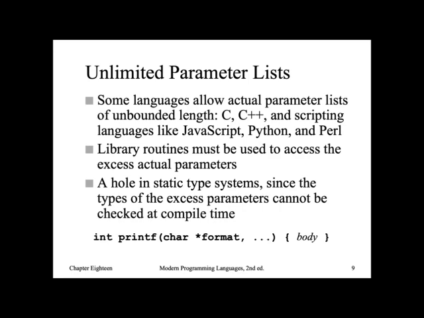And so C and C++ and JavaScript and Python allow you parameter lists of unbounded length. Okay. And anyway, it is also true that at compile time, I can't check these types. Fine. So that's a hole, right? In the static type systems, that is a hole. But anyway, loved printf.